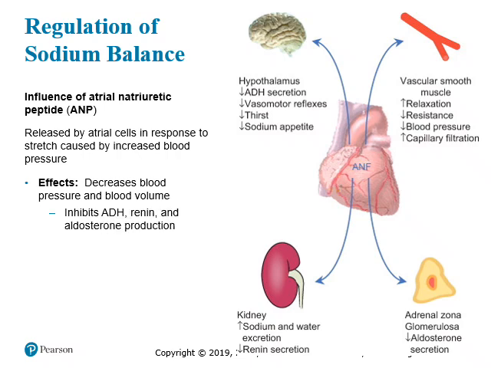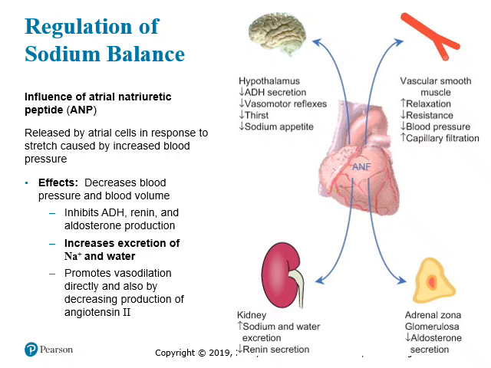It inhibits the ADH, the renin and aldosterone production. It increases the excretion of sodium and water. It promotes vasodilation directly and also by decreasing the production of angiotensin 2. So it pretty much goes against the actions of the renin angiotensin and ADH hormones.